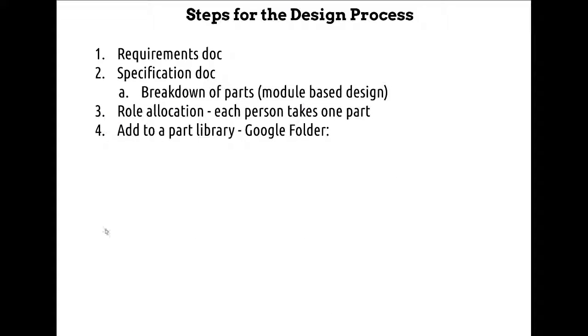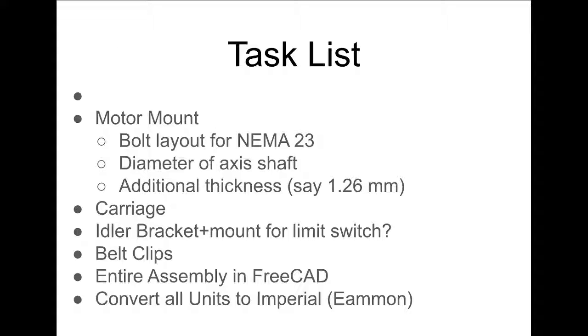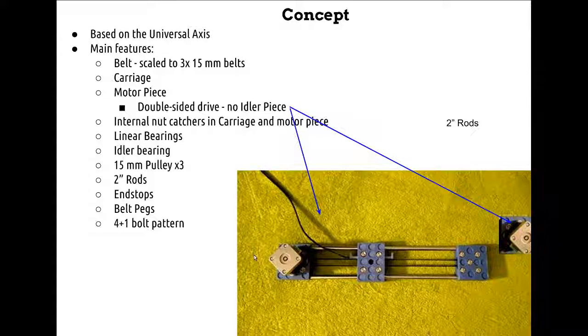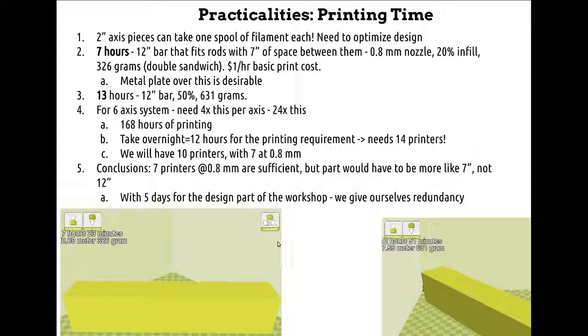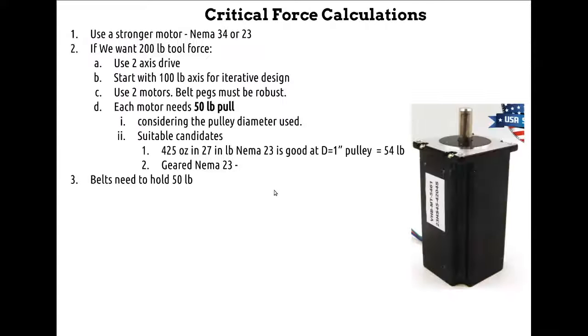We talked about the basics of the design process. You start with requirements, you have a specification doc, breakdown of parts, role allocation, and adding things to the part library, which is part Google folder and part online. We've got different tasks, more concepts, printing time considerations. Oh wow, we can actually generate 3D printed pulleys. We have an OpenSCAD pulley generator, so if someone doesn't want to draw the pulleys but generate them in OpenSCAD, there's a link to that within the working doc.